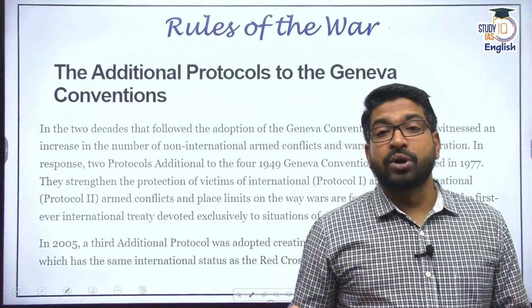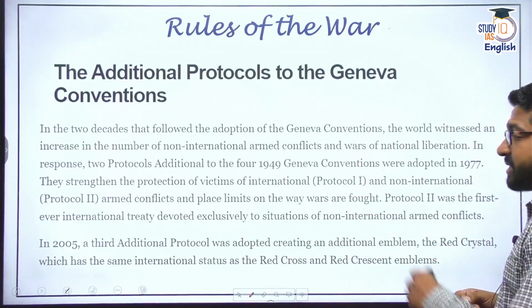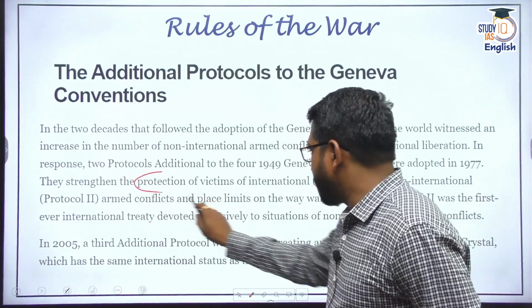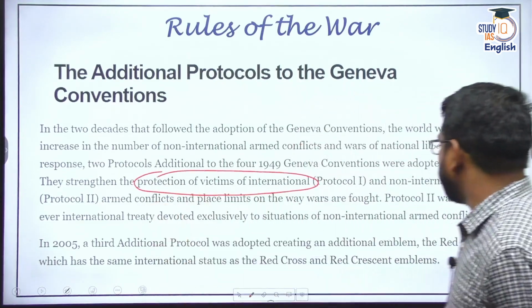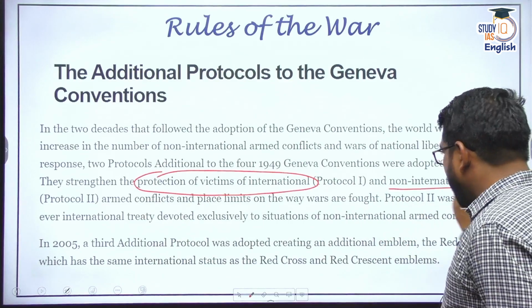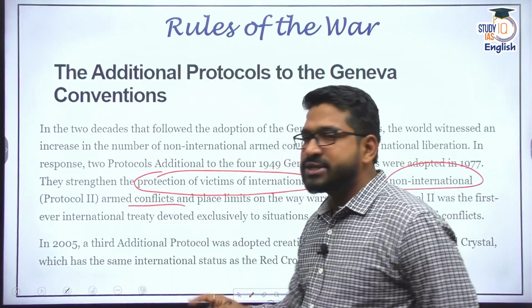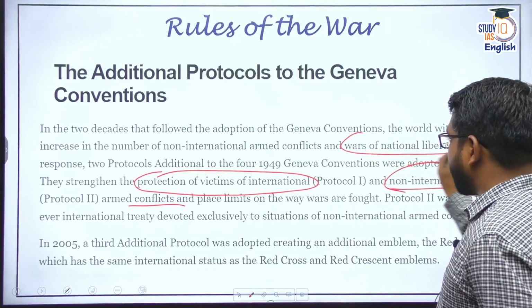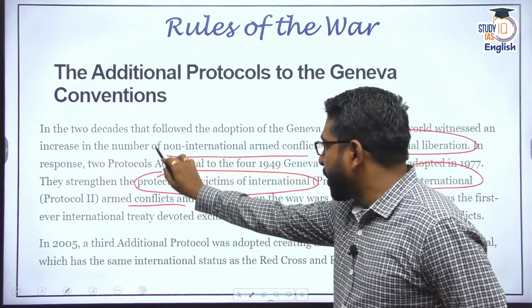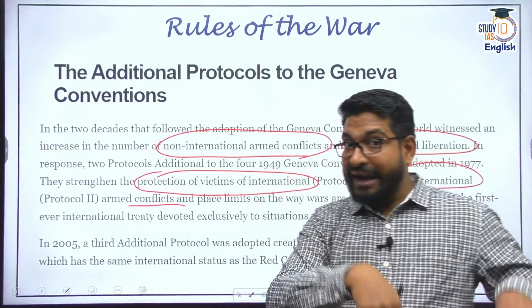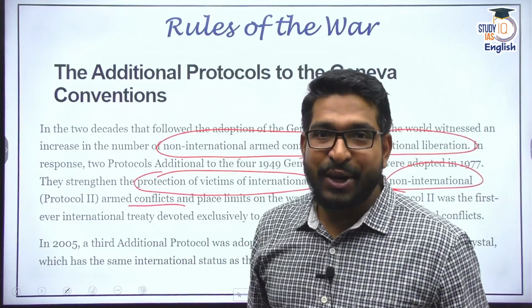All right. So, if you look at these protocols, there were two additional protocols. First protocol, protocol 1, was to strengthen the protection to victims of international armed conflict, and also to non-international armed conflict. And this non-international armed conflict also includes wars of national liberation or any other non-international armed conflict. So these protocols are very much relevant right now in the ongoing Gaza conflict.